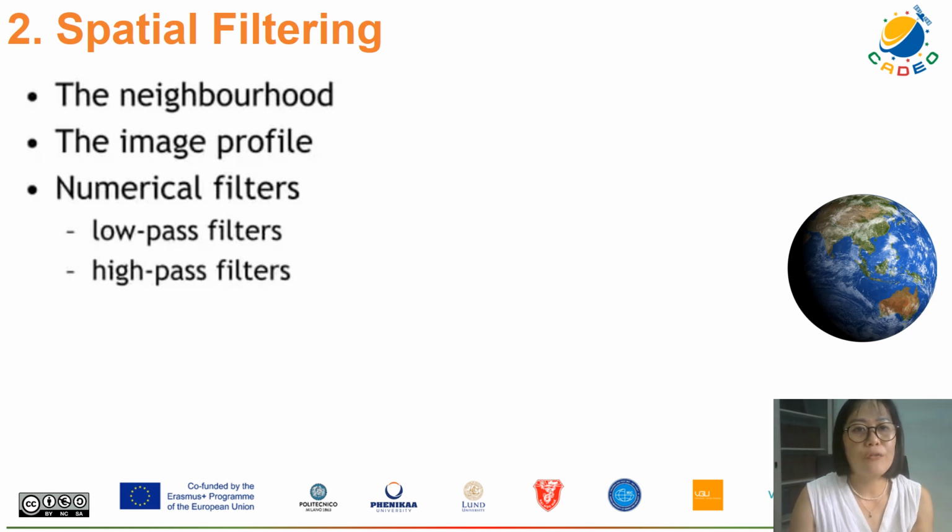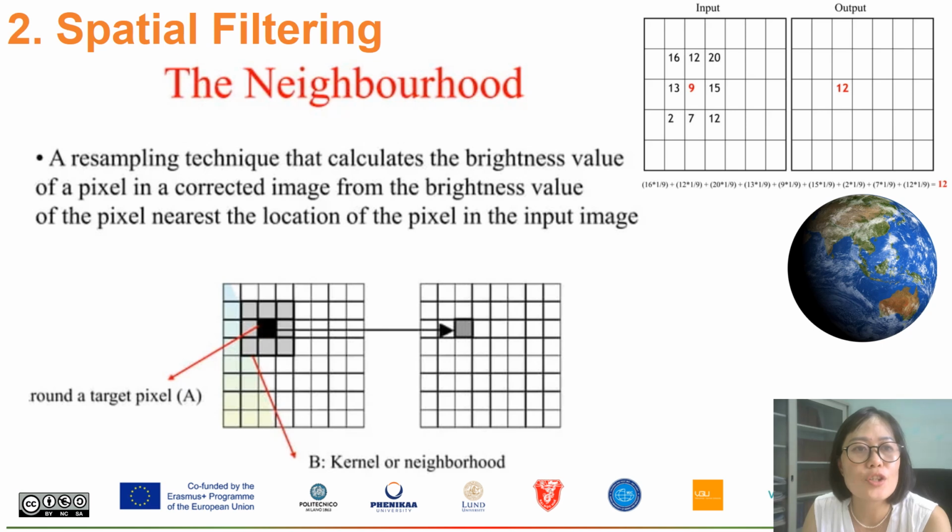There are different spatial filtering techniques, including the neighborhood, the image profiles, and the numerical filters, in which there are low-pass filters and high-pass filters. The first spatial filtering technique is the neighborhood. In this technique, a resampling technique calculates the brightness value of a pixel in a corrected image from the brightness value of the pixel nearest the location of the pixel in the input image. As can be seen in the example, the digital number value is 9, and after applying the neighborhood technique, the output digital number pixel has the value 12.